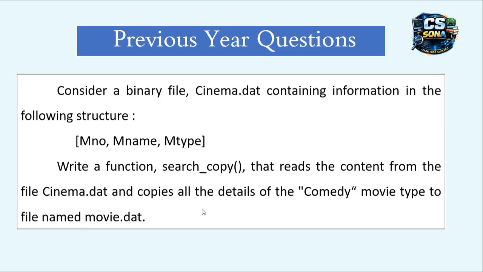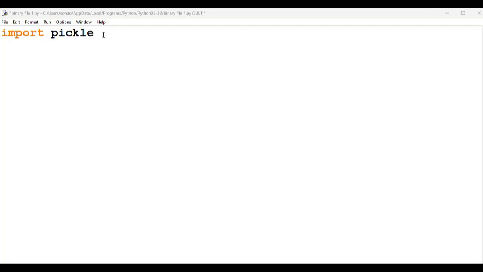So this question is basically to open an existing file cinema.dat and copy the content of that file into a file named movie.dat where the movie type is comedy. Okay, so let's do it. First we have to write import pickle, then we have to write the name of the function. What is the name of the function given in the question? That is search copy. So we wrote search copy colon.